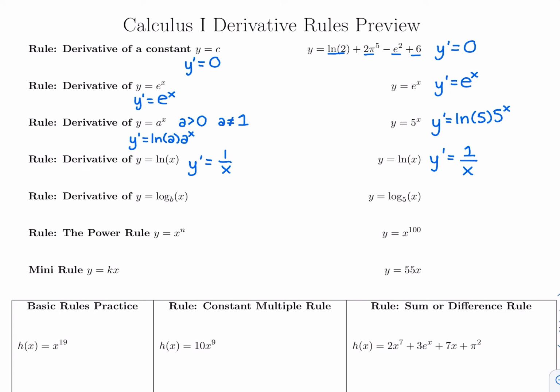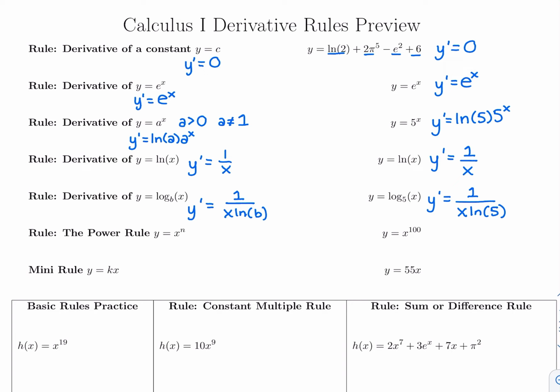If we have a log of different bases, so if we have any log base b, so it might be log base 5, in general, it's going to still be that 1 over x, but you're going to have ln of your base in the bottom as well. So 1 over x ln of b. We're going to keep that in mind. We're going to look at log base 5, which would have a derivative of 1 over x ln of 5. So those are some of our exponential and log rules.